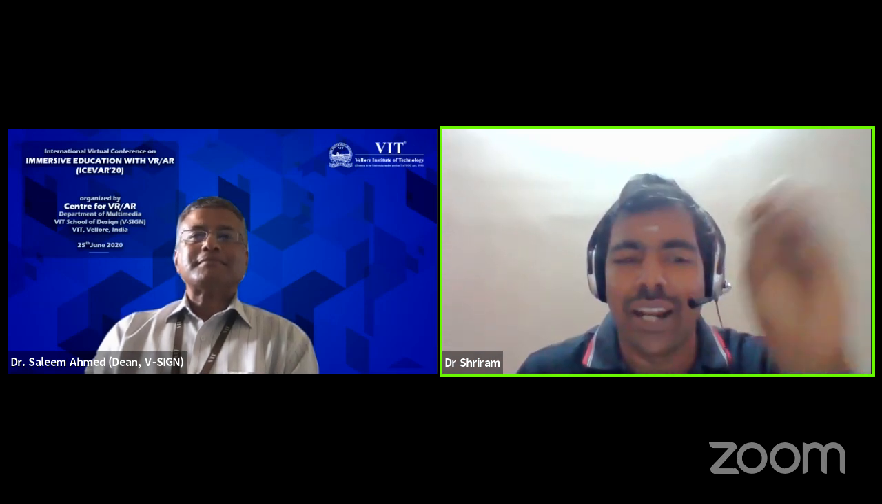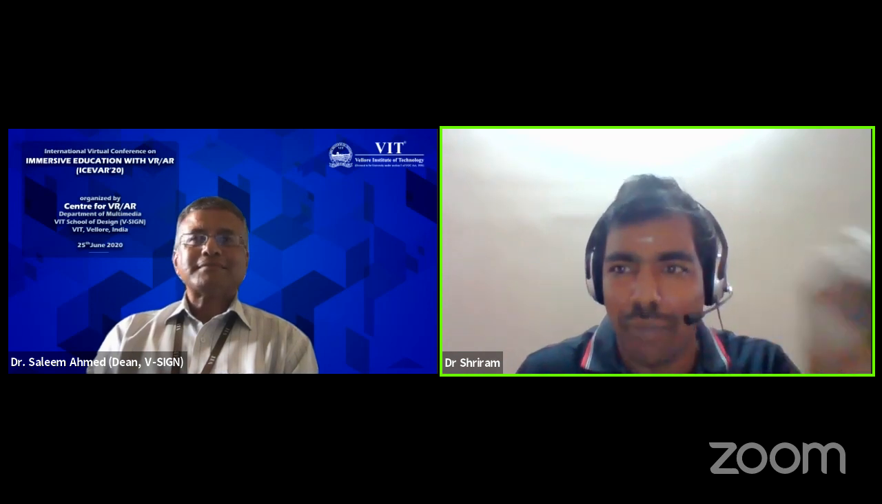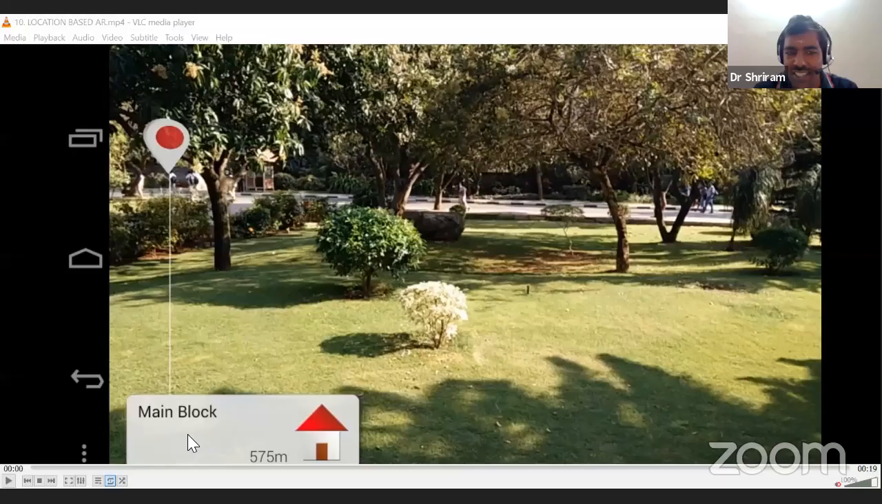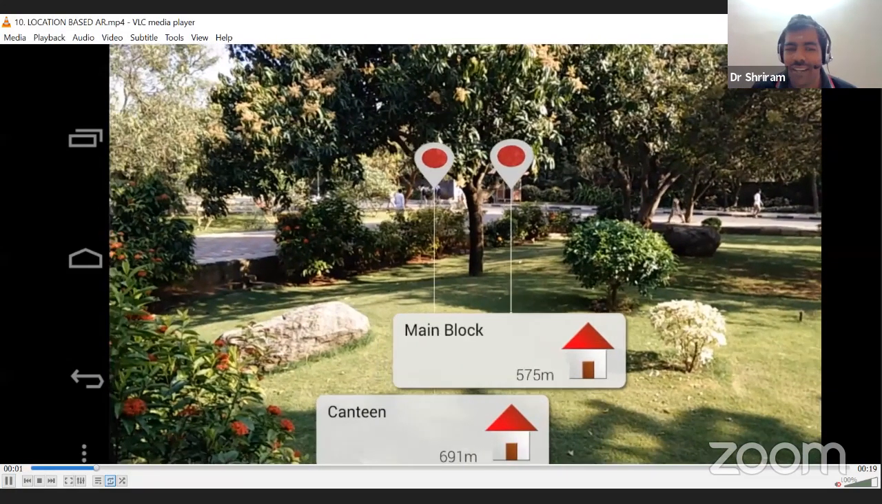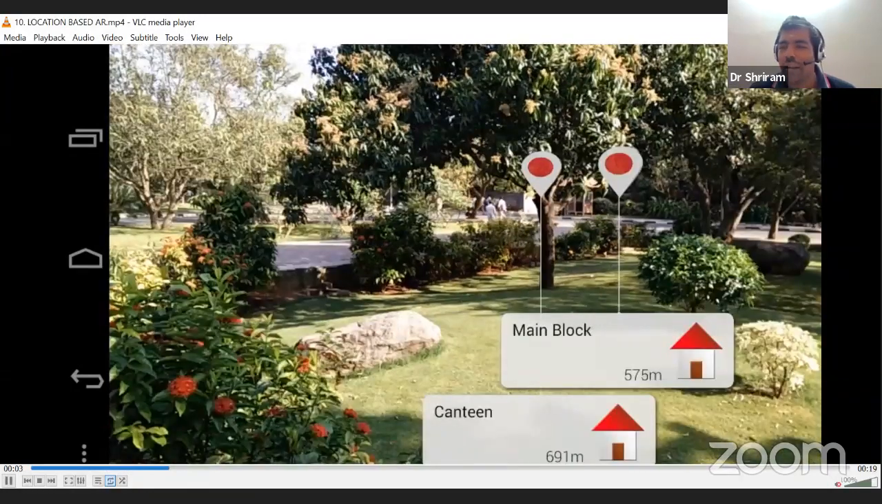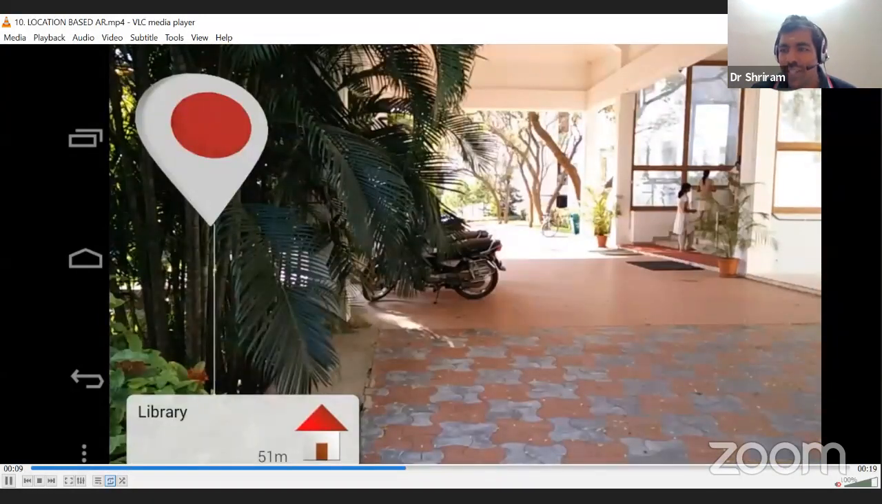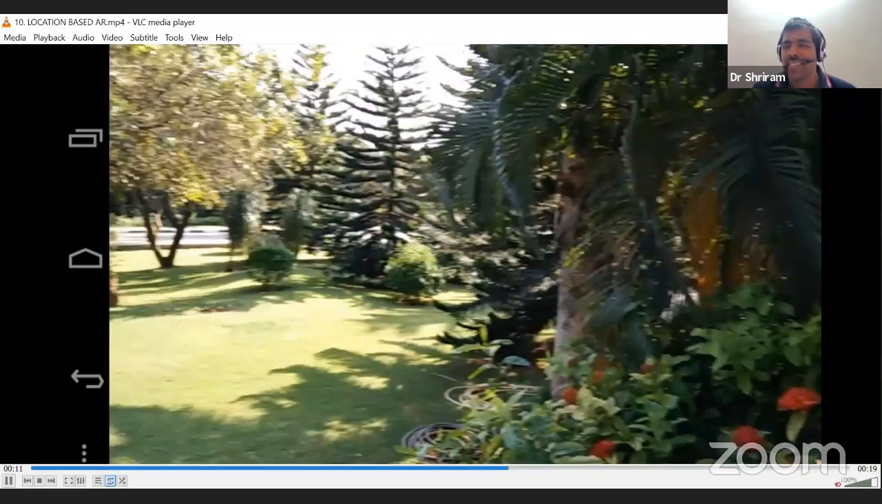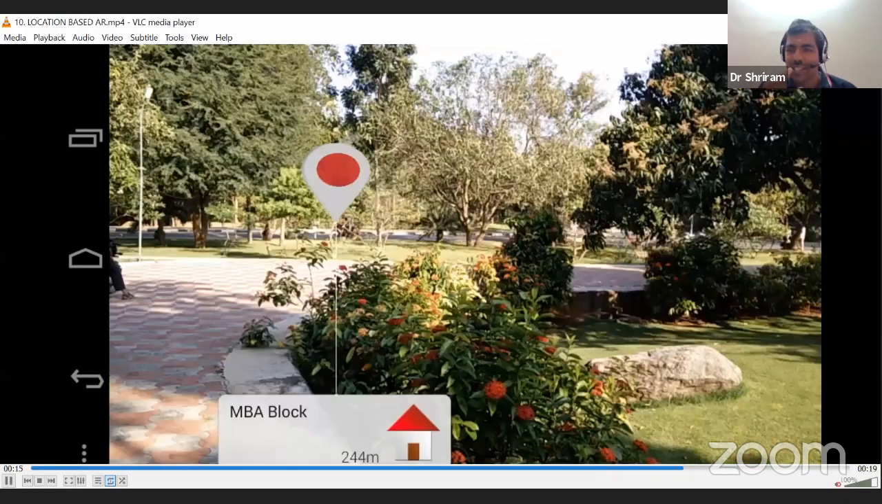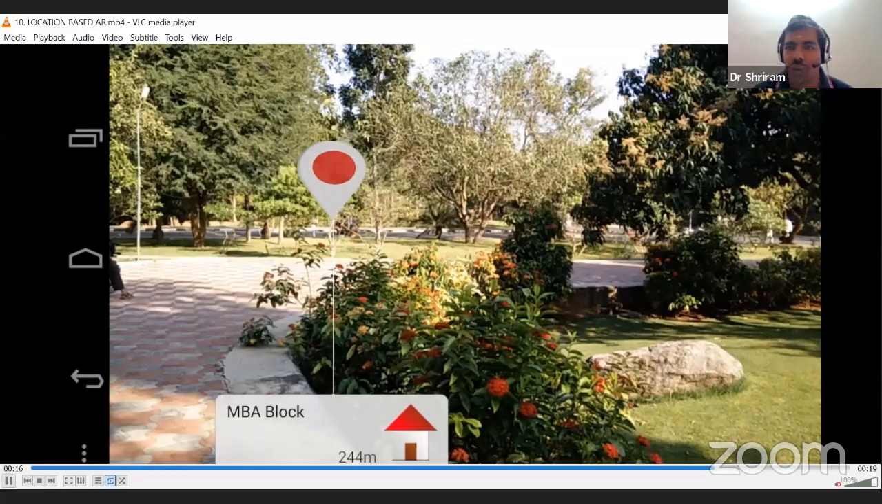This can be implemented at every place, including the temples, the mosques, whichever place you go. If you want any assistance there, we can use it. I hope you're seeing the screen right now, and I'm going to play it. That's it. It's very easy. The main block is 575 meters. The MBA block is 244 meters. All these are updated in real time. I just used GPS coordinates to get this done. This is about 10 meters accurate. I mean, there will be a 10 meter difference here and there. That's because of the normal GPS issue that we have.